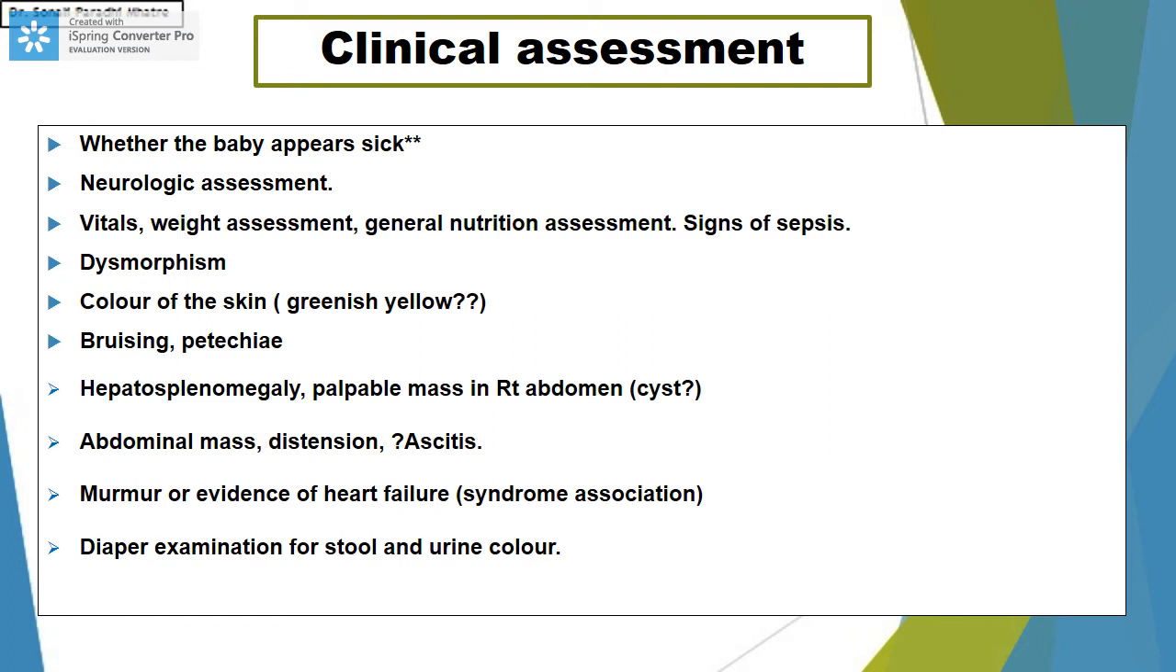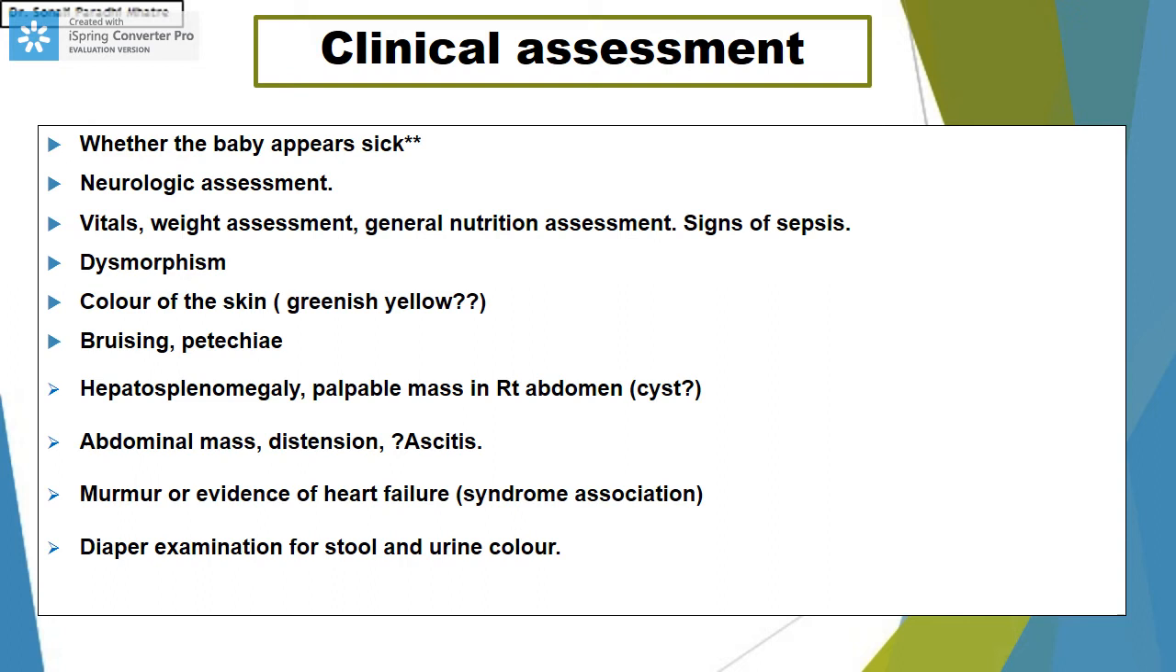Then look for bruising, look for petechiae, because liver failure will be indicated by this, and you need to start at least vitamin K, and of course the other fat soluble vitamins as well in this case. Then examine the child for hepatomegaly, splenomegaly, any palpable mass in the right abdomen which can point you towards cysts like choledochal cyst. Then whether there is any other abdominal mass, any distension. Ascites is very difficult to determine in a newborn baby, but yes, we'll keep that in mind as well.